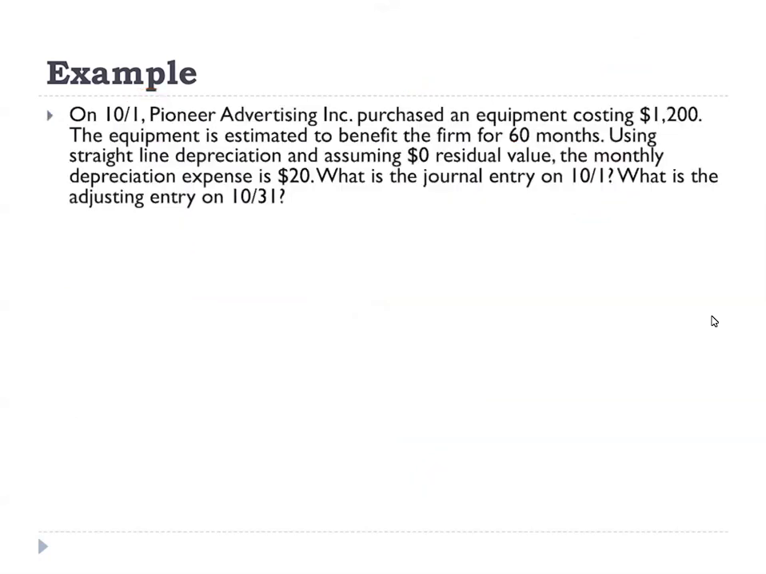And the next example, please take 5 minutes, try to write out the journal entries on your own, and you can pause your video for now. So in this example, the firm purchased equipment costing $1,200. The equipment is estimated to benefit the firm for 60 months, using straight line depreciation and assuming 0 residual value.